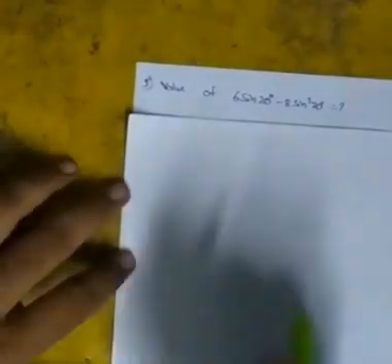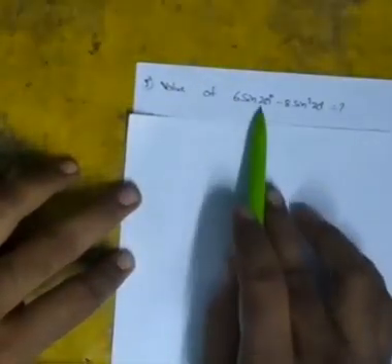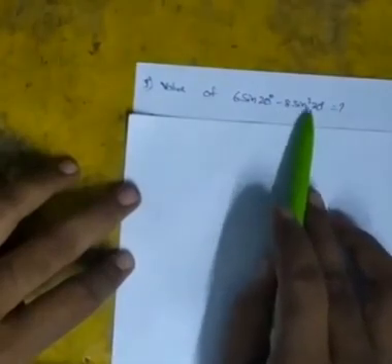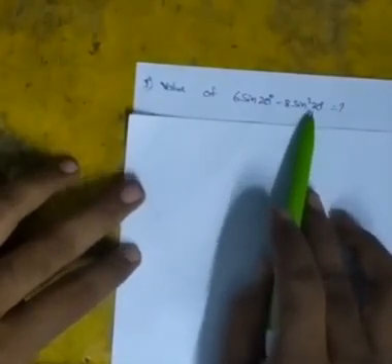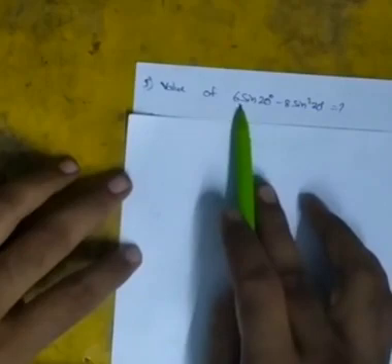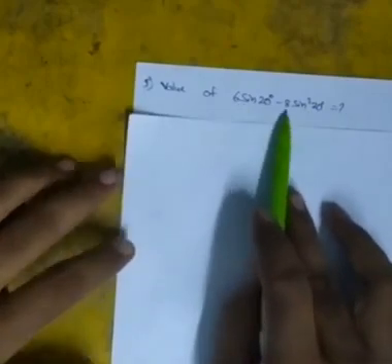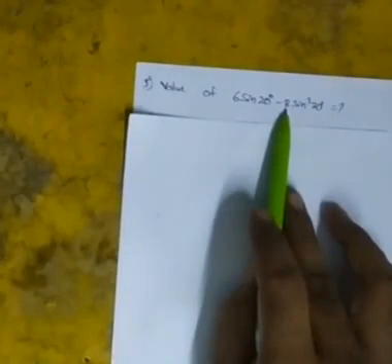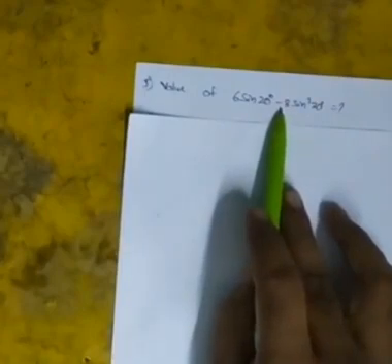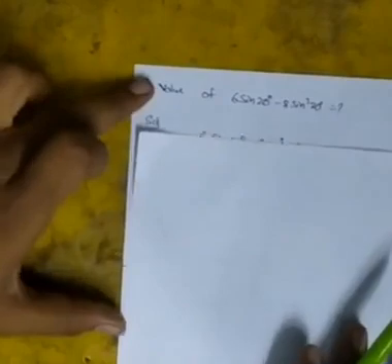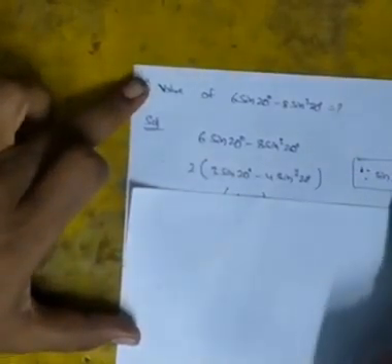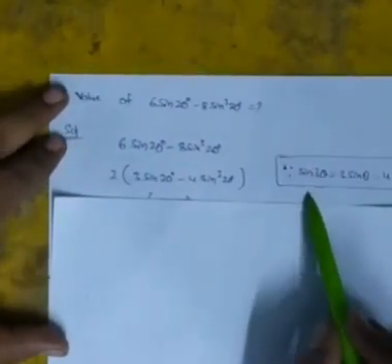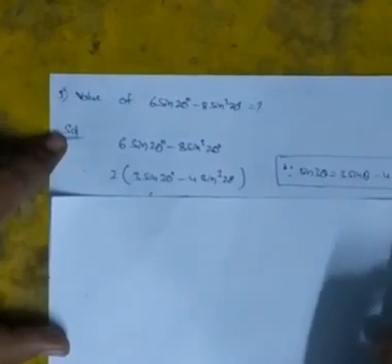So the fifth question is, what is the value of 6 sin 20 minus 8 sin cube 20? By looking at it, we can directly say that it is the standard formula of sin 3 theta. Sin 3 theta is 3 sin theta minus 4 sin cube theta.